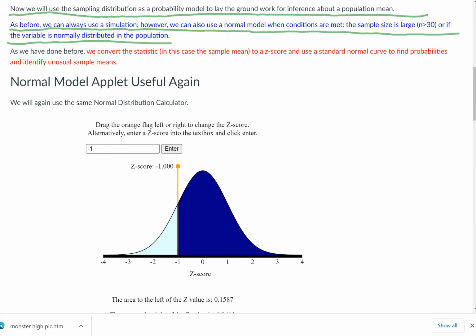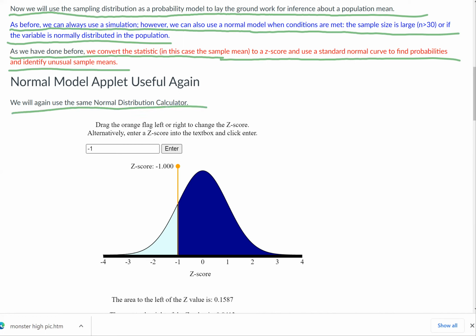population. As we've done before, we convert the statistic, in this case the sample mean, to a z-score and use a standard normal curve to find probabilities and identify unusual sample means. So we'll again use the normal distribution calculator. We're allowed to use this even though now we're talking about quantitative variables as opposed to categorical variables, and sample means as opposed to population proportions. So still the same one.